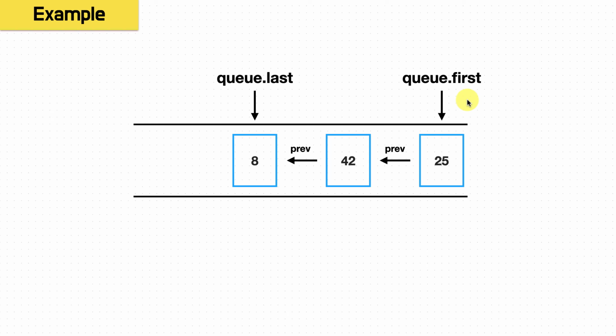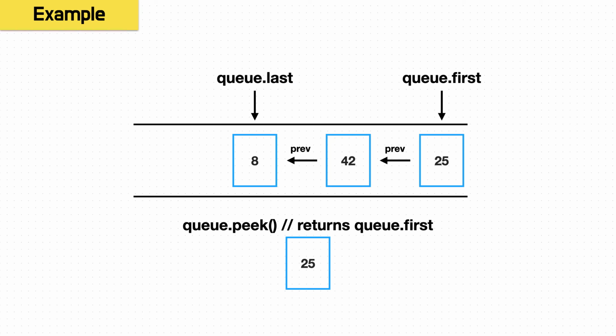We use the first pointer, the front pointer, for removing items because it operates in FIFO order. So the first one added becomes the first one removed. And when we add new items, they're added to the back. So we update this last pointer when we get a new item added to the end.